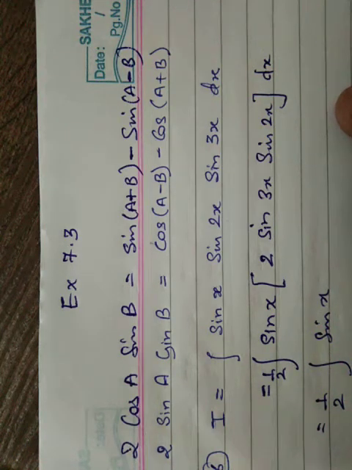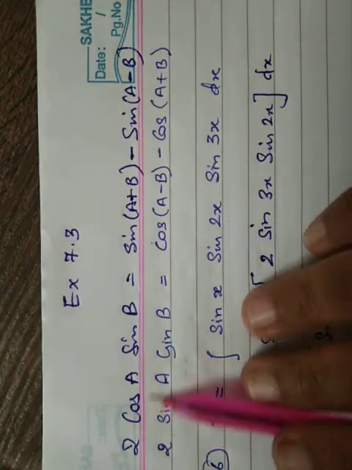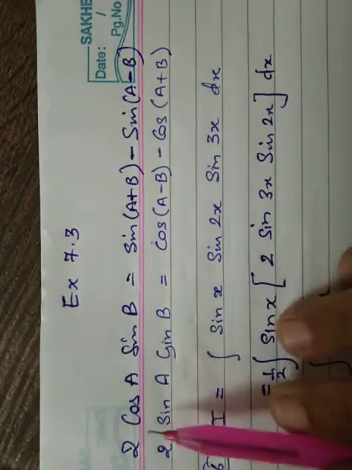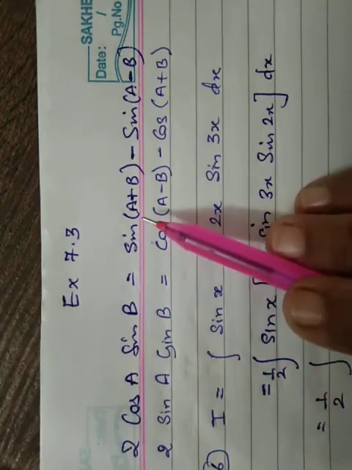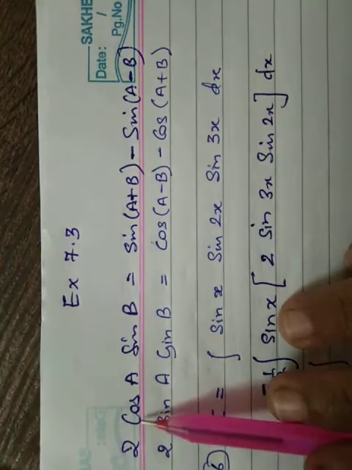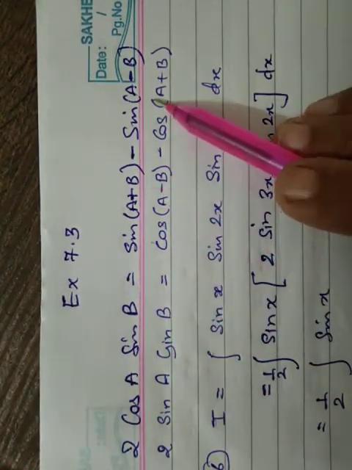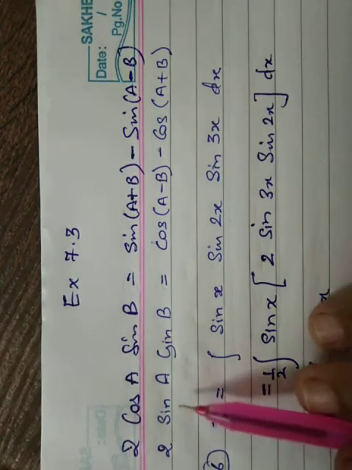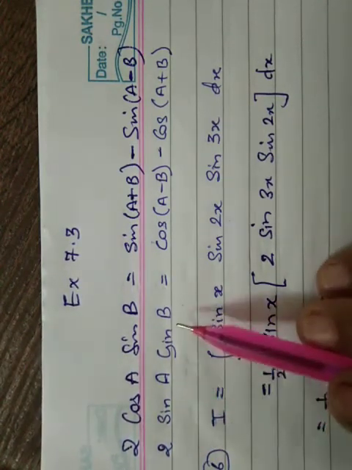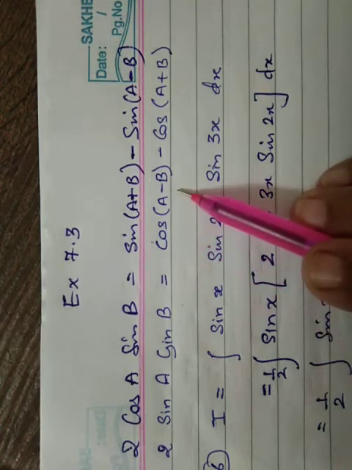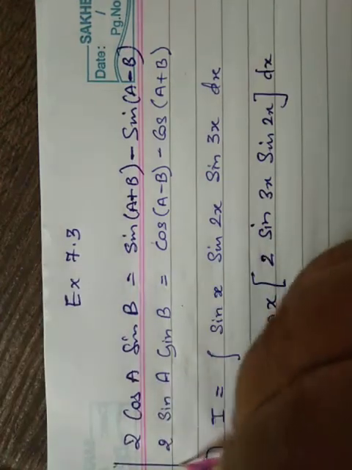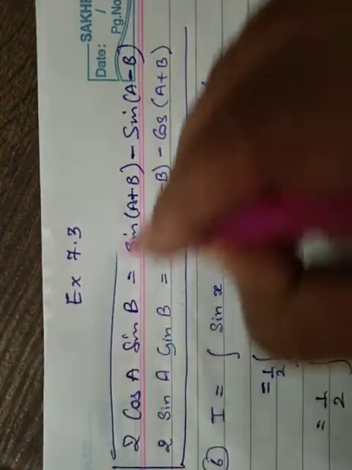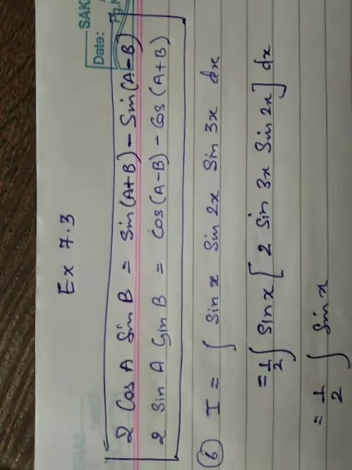Okay, now we are in continuation with our exercise 7.3. As usual, we discuss the formulas which I am going to use in the question. One of the formulas is 2 cos A sin B, which would be sin of A plus B plus sin of A minus B, and 2 sin A sin B will be cos of A minus B minus cos of A plus B. So these are the two formulas which I am going to make use of while solving the question.